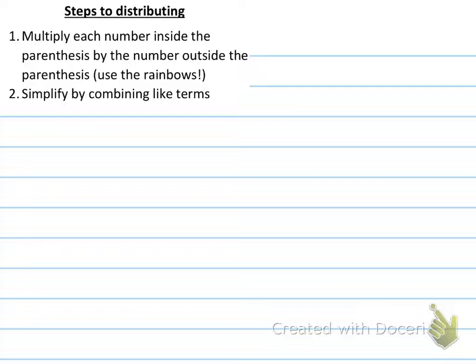Usually distributive property is like the beginning step of simplifying an expression. So the first thing you would want to do is multiply each number or each term inside the parentheses by the number outside the parentheses. And then I added in the directions, use the rainbows, because a lot of times we will show distributive property using something that looks a little bit like a rainbow. I think that is what most teachers have been describing it as, so a lot of times students are familiar with that.